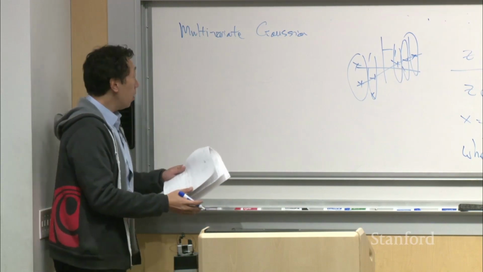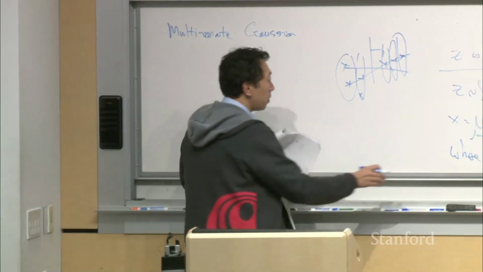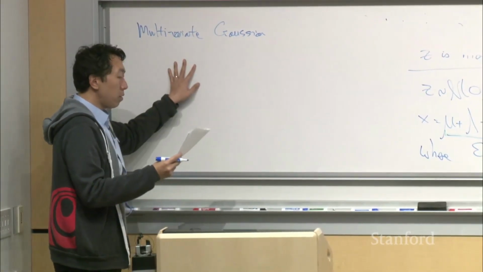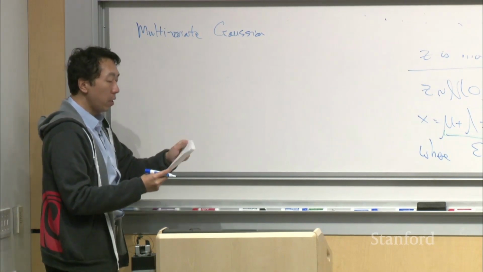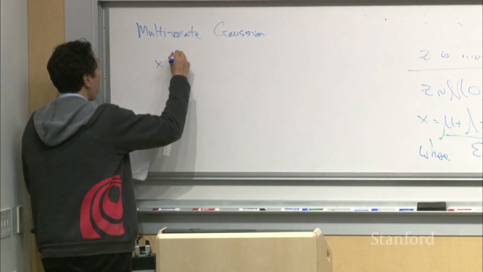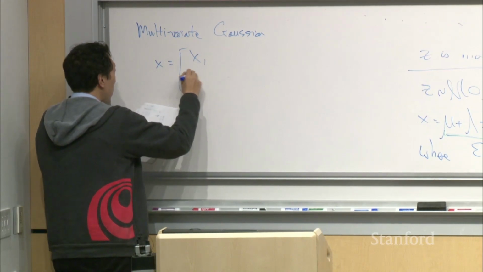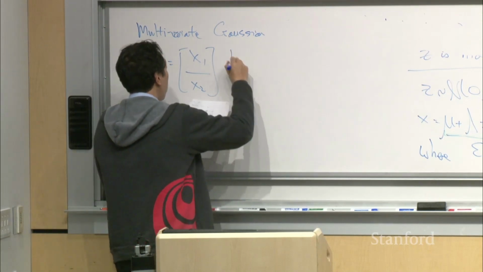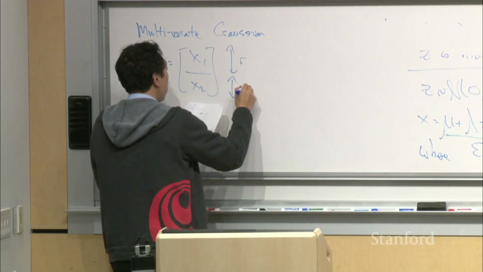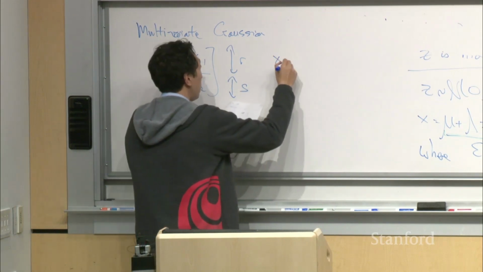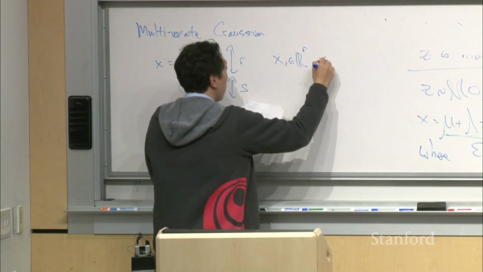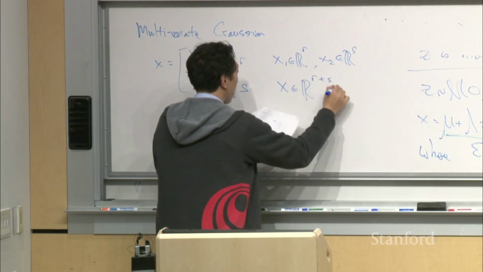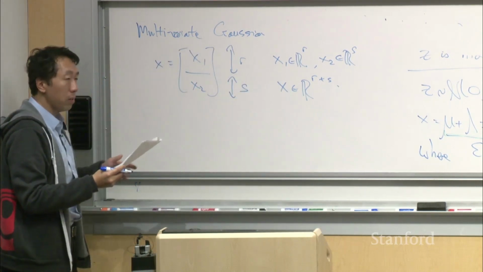So in order to set ourselves up to derive E and M for factor analysis, I want to describe a few properties of multivariate Gaussians. Let's say that X is a vector, and I'm going to write this as a partitioned vector, in which there are R components there and S components there. So X1 is in R^R, X2 is in R^S, and X is in R^(R+S). Okay?